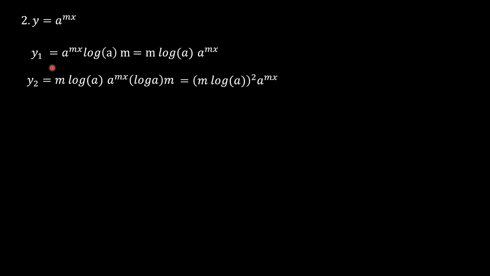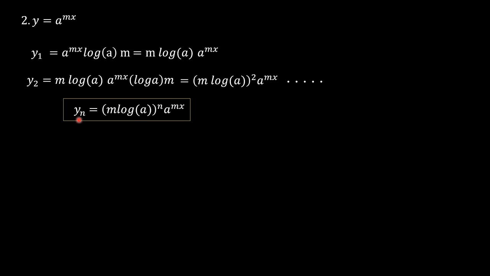Can you analyze the pattern over here? For the first order derivative, the power of m log a is 1 multiplied with a to the power mx. For the second order derivative, the power of m log a is 2 multiplied with a to the power mx. So I can easily guess the nth order derivative of the given function is of the form m log a to the power n multiplied with a to the power mx. Okay.